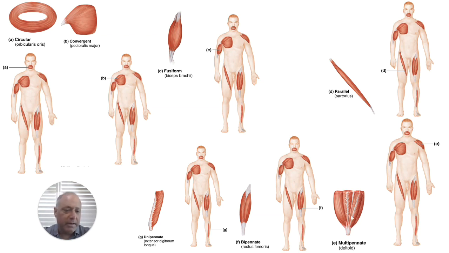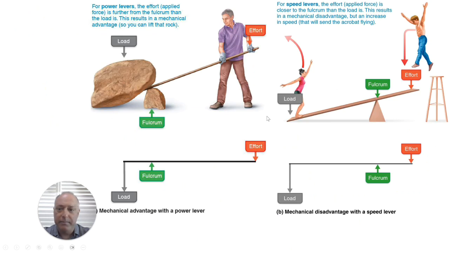Multipennate would be multiple bellies per tendon. This is like the deltoid. Bipennate would be two bellies per tendon, like rectus femoris. Or unipennate, where you have one belly per tendon, like extensor digitorum longus.